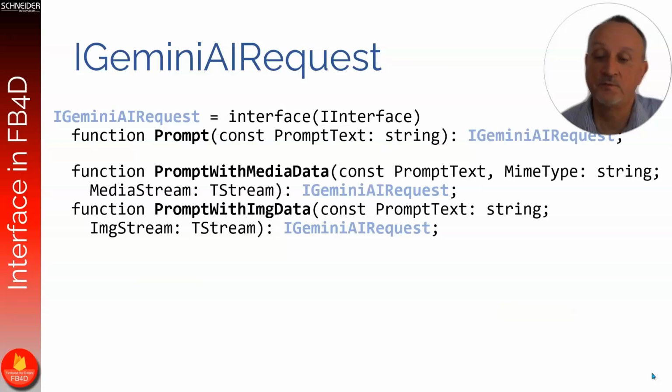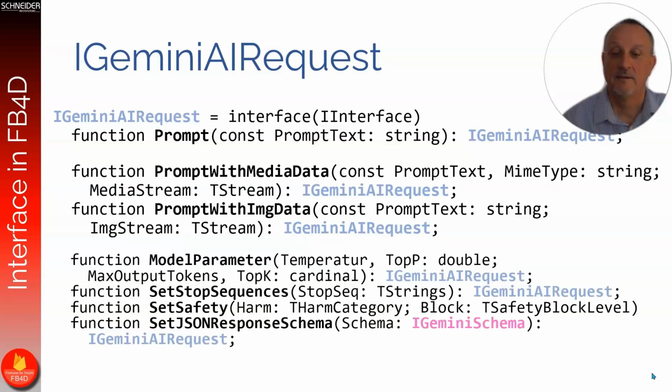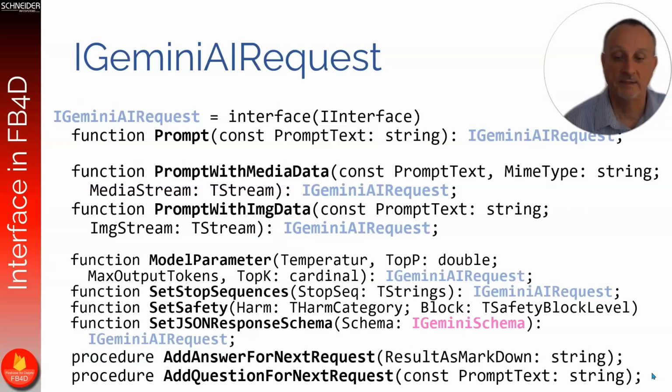The method prompt with media data allows to take over a media stream together with a prompt. Media streams can be images, PDF, but also video and audio files. The method prompt with image data is only available when using the FireMonkey framework, because VCL does not offer yet the extract of the mime type from an image stream. Here we can set the model parameters and the safety settings. And with this method, we can build a chat with multiple queries and answers from the model.